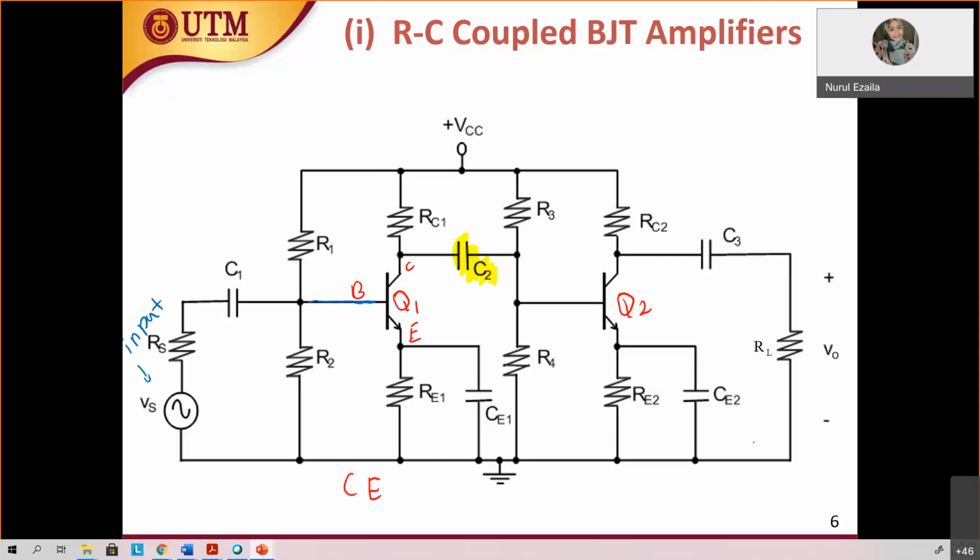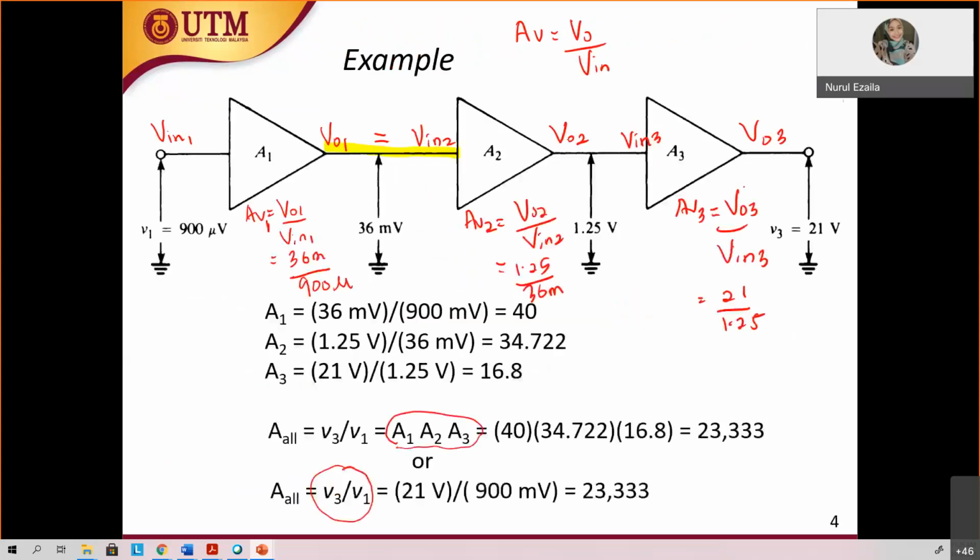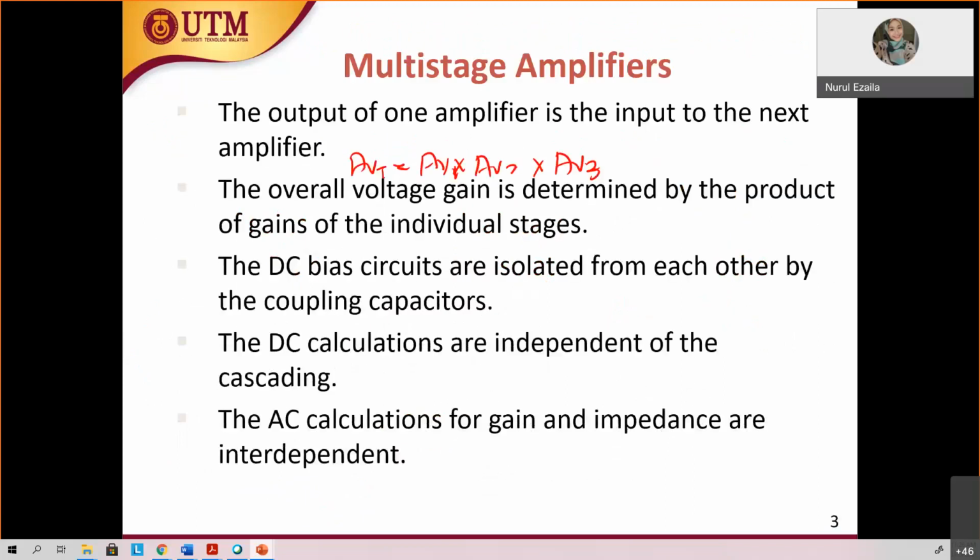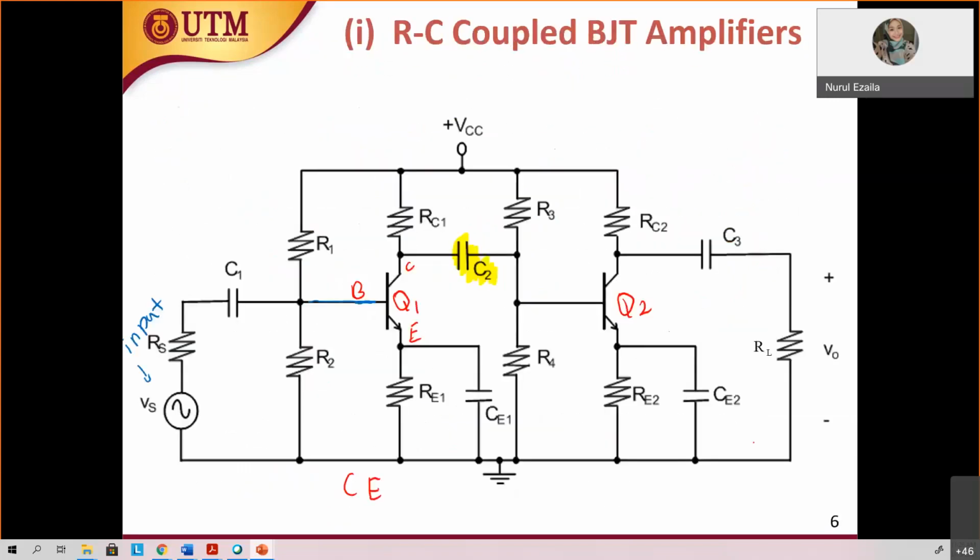So where is the output? The output of the first stage must be connected to the input of the second stage. So the output of one amplifier is the input of the next amplifier. The input of the next amplifier is this one, and this is the output of the first amplifier. So what's left here is the emitter. That's why this is common emitter.